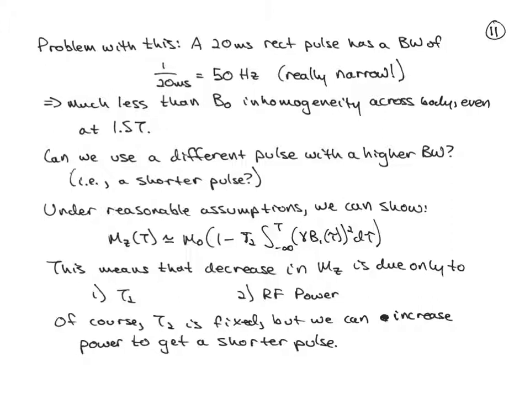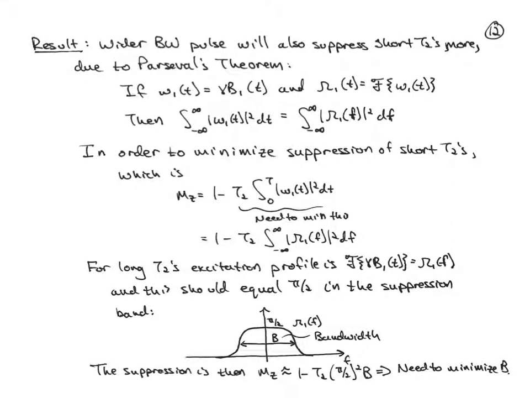First off, under reasonable assumptions, we can show that the Mz at the end of the pulse is approximately equal to M0 times 1 minus T2 times the integral of the RF pulse power. This means that the decrease in Mz is due only to T2 and RF power. So we can change either one of them to get knocked down Mz. Now T2 is fixed, but we can increase power to get a shorter pulse. But the wider bandwidth pulse that we use with a higher power will also suppress the short T2s more, due to Parseval's theorem. We can see this by the following analysis.